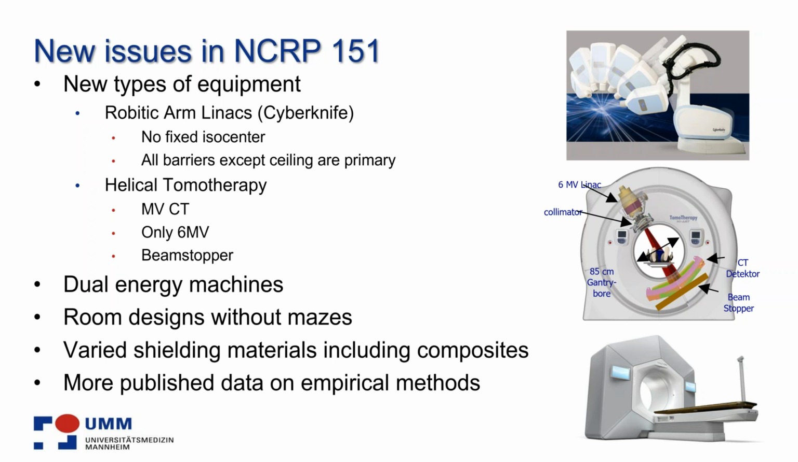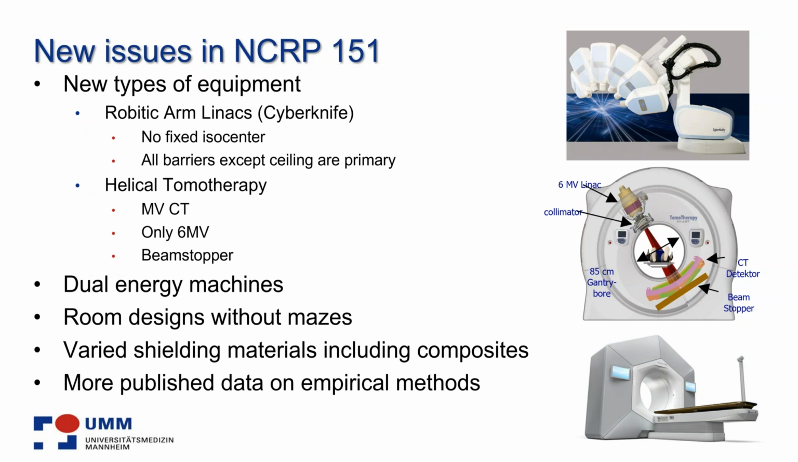I think the machine has 4 or 6 MV, so for a building for a CyberKnife you will have a higher impact on the shielding than for the same linear accelerator of 6 MV. And also the tomotherapy. Tomotherapy has also an MVCT, and the machine works with beam stoppers. This is sometimes very useful because the impact on the primary area is lower.